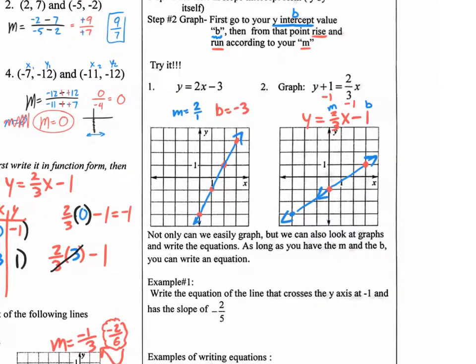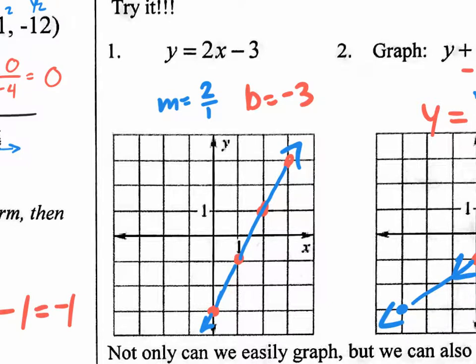So on number 1 right here, we just saw that it crossed that -3 on the y-axis, not the x-axis, but on the y-axis, -3, and you go up 2 over 1. So you go up 2 over 1, up 2 over 1, up 2 over 1. Your line's drawn without doing any math.